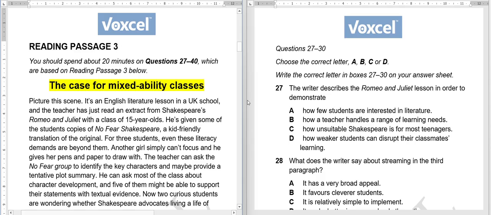So let's see, the total number of questions are from 27 to 40, and the questions are on the right hand side. We will not read the paragraph just yet. We will look at the questions, make a strategy, then start reading the paragraph. Questions 27 to 30. So this is our first set of questions. We have to choose the correct letter A, B, C, D. So these questions are MCQs.